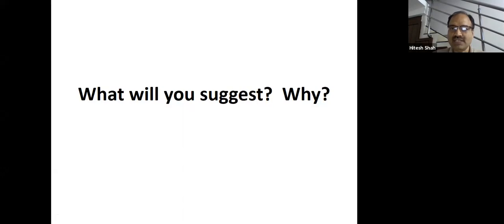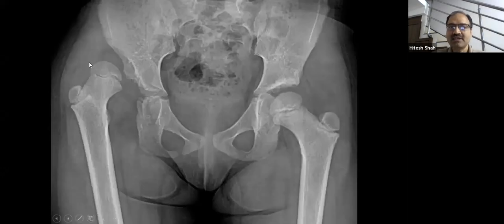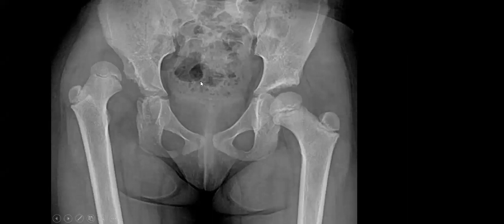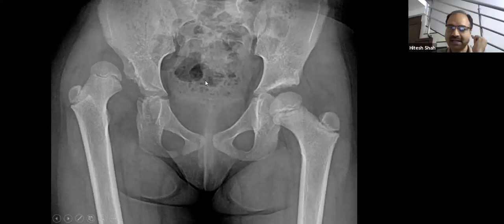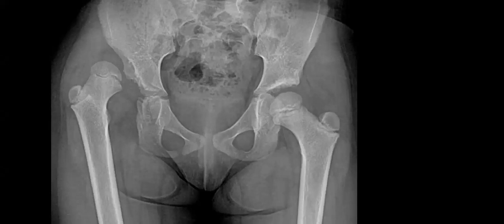Now, what will you treat and why? Straight away, we cannot go into that because there is one more point. Would you think it is post-septic? No, sir. Why? Sir, the femoral head is intact. The acetabulum will be normal in post-septic stiffness.